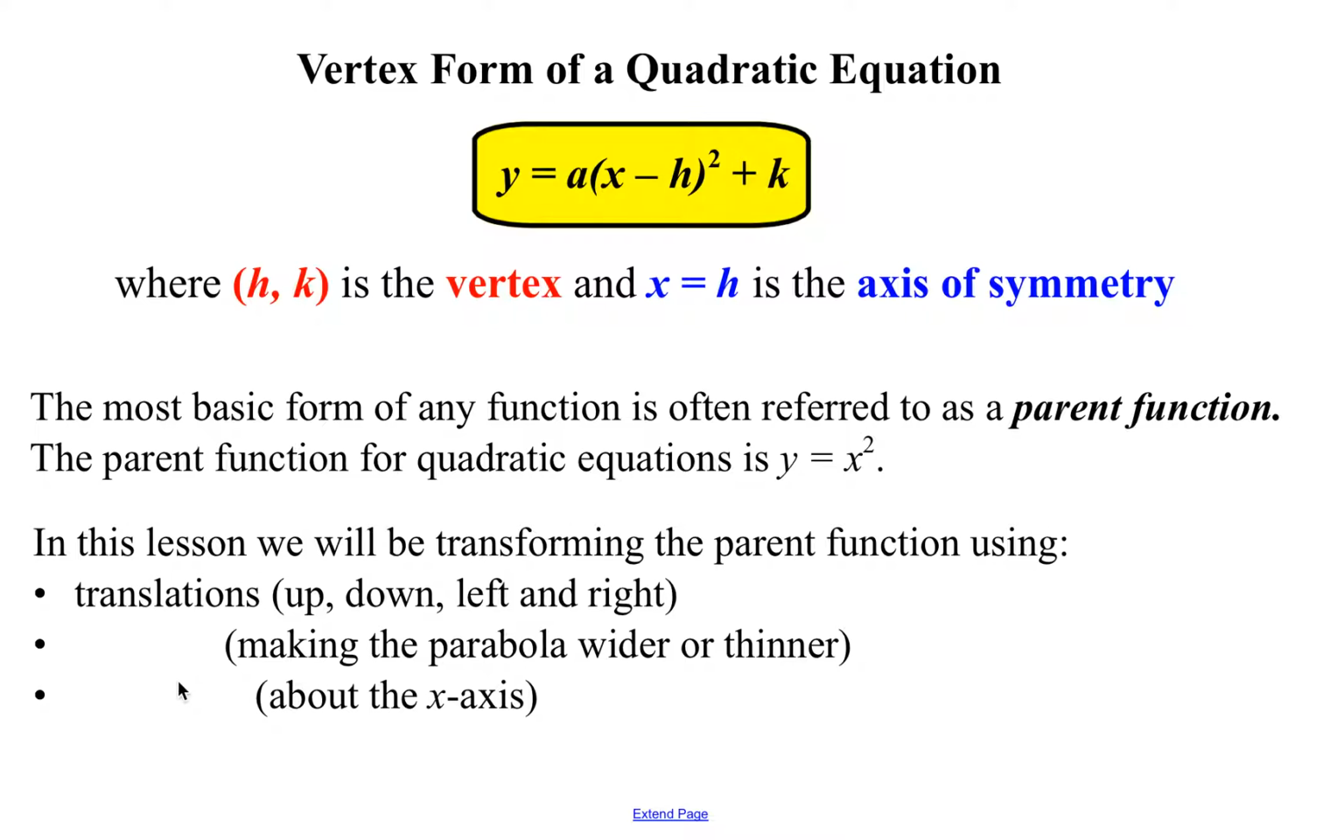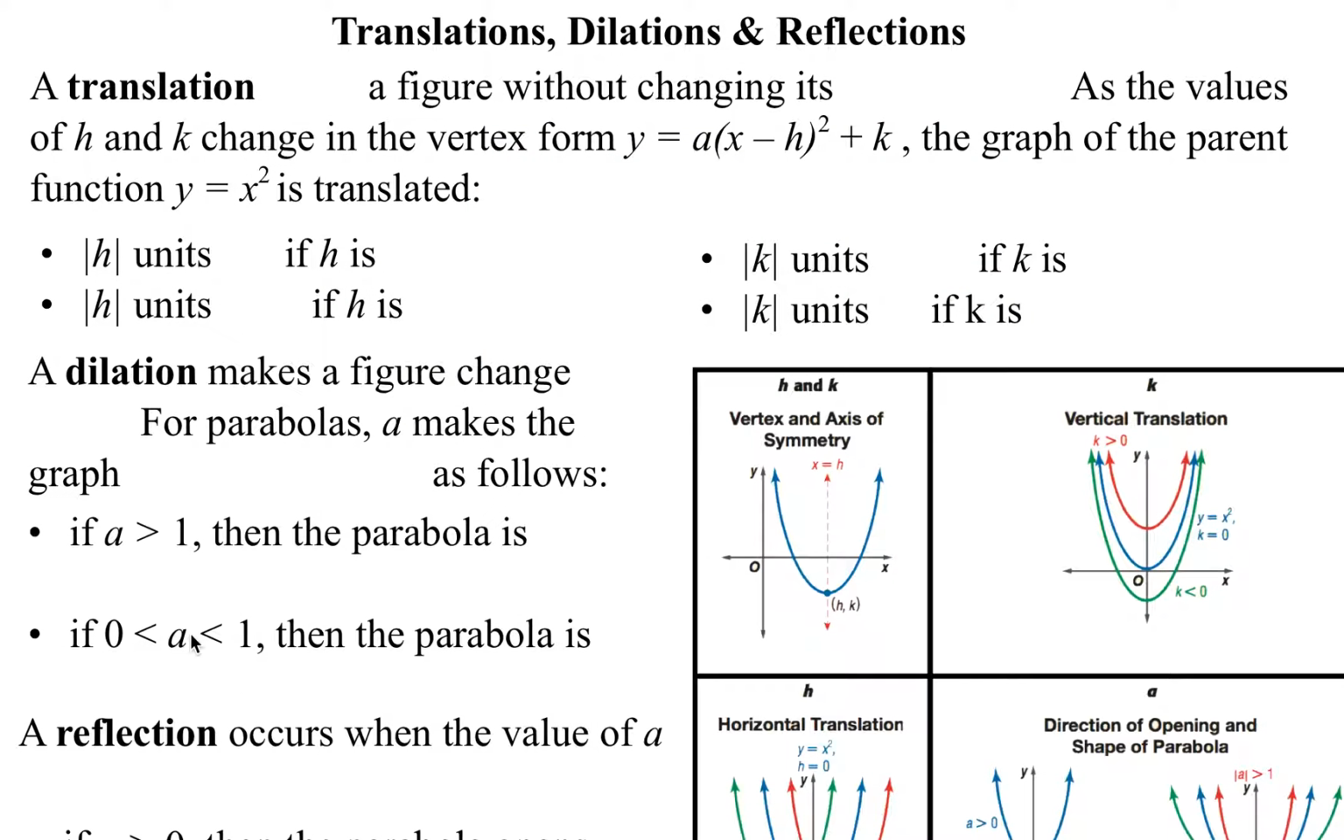We will be doing translations, which are just slides that are either up and down or left or right. We will also be doing dilations, which will make the parabola either wider or thinner. And then the last thing we'll do is reflections, and those you're a little bit familiar with already. So let's start out with a translation. A translation slides a figure without changing its size or shape. And the values of h and k are what change when we're doing translations.